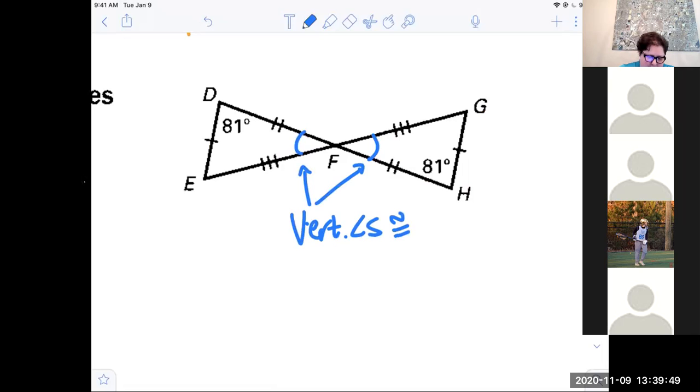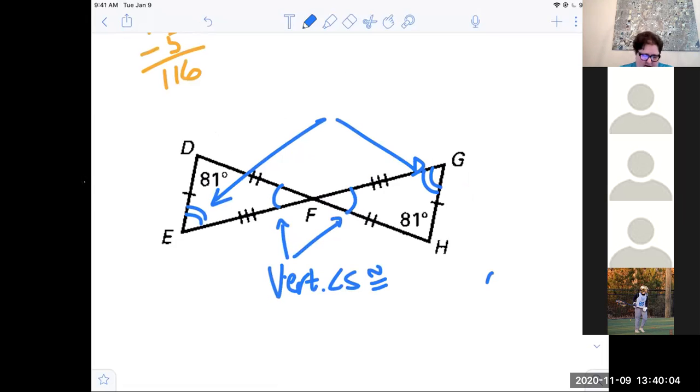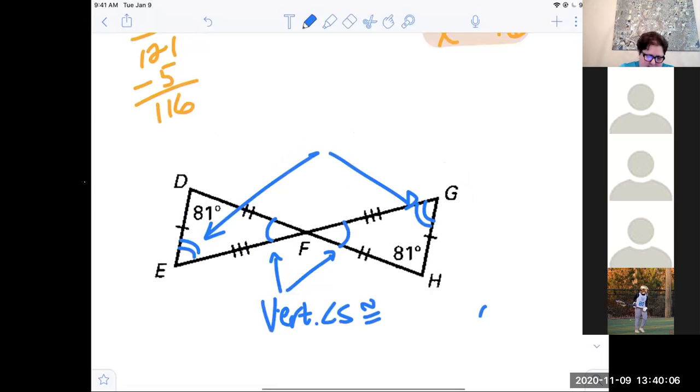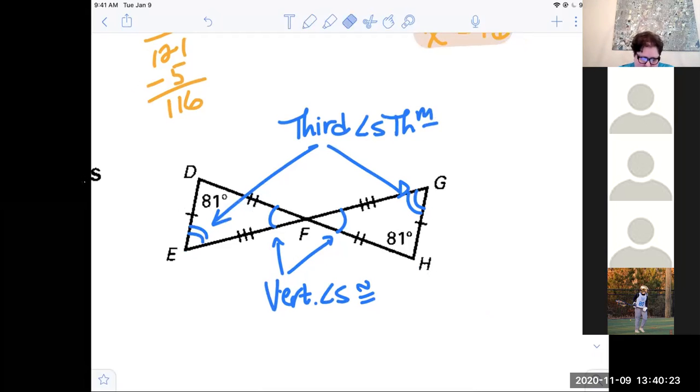Okay, and then how would we know that these two have to be the same? What's the reason that those will be congruent? The third angles theorem. Third angles theorem, good. I didn't mention this a minute ago, but third angles theorem makes sense because they have to all add up to 180 in both triangles, right? So when you take away the same amount from the two triangles, the leftovers, of course, have to be the same.